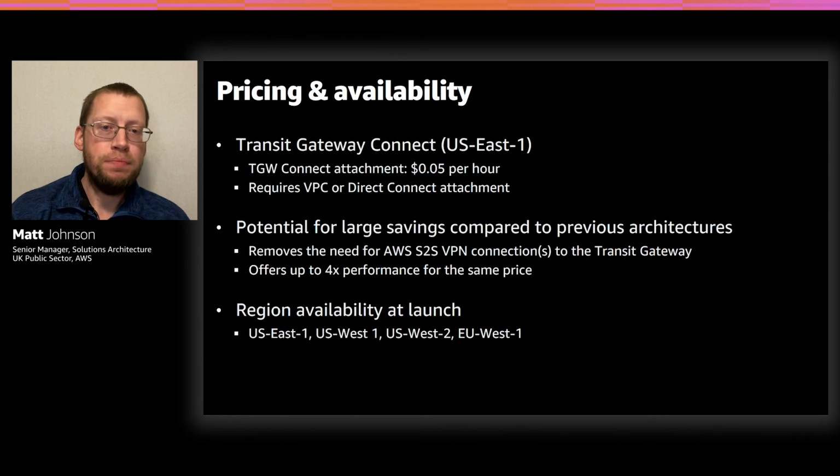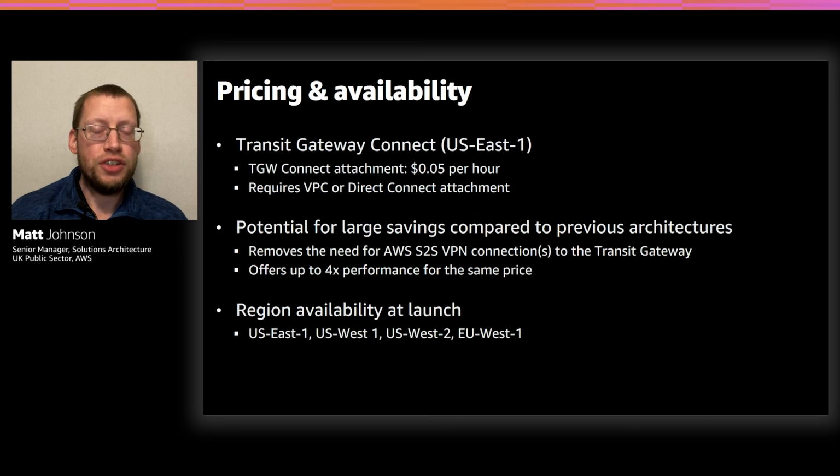Pricing and availability. So the pricing is based on pricing in US East 1. So a Transit Gateway Connect attachment will cost 5 cents per hour. It will require, obviously, the underlying VPC attachment or direct connect attachment. So there will be a cost there as well. But it's worth calling out that there is potential for large savings compared to our previous architectures, because this architecture removes the need for that AWS site-to-site VPN connection from those SD-WAN appliances into the Transit Gateway.